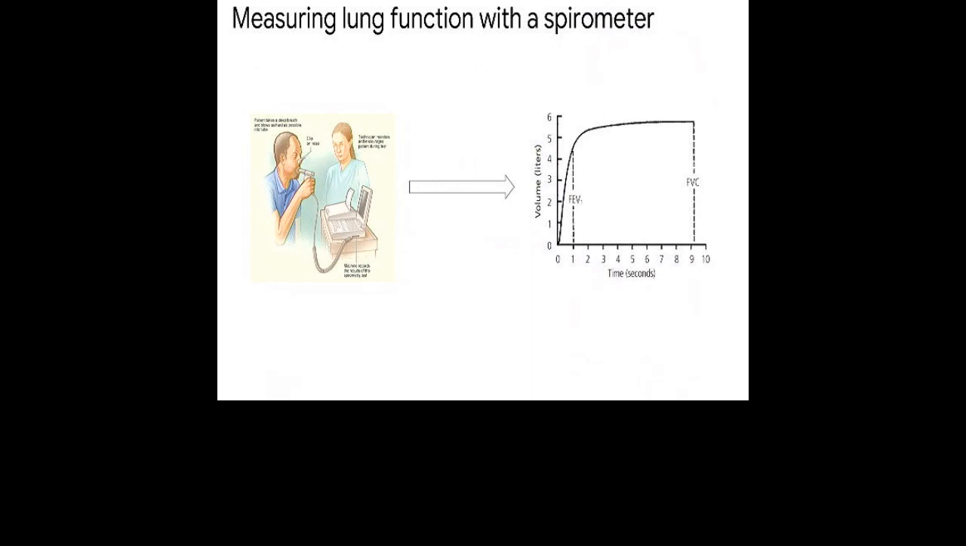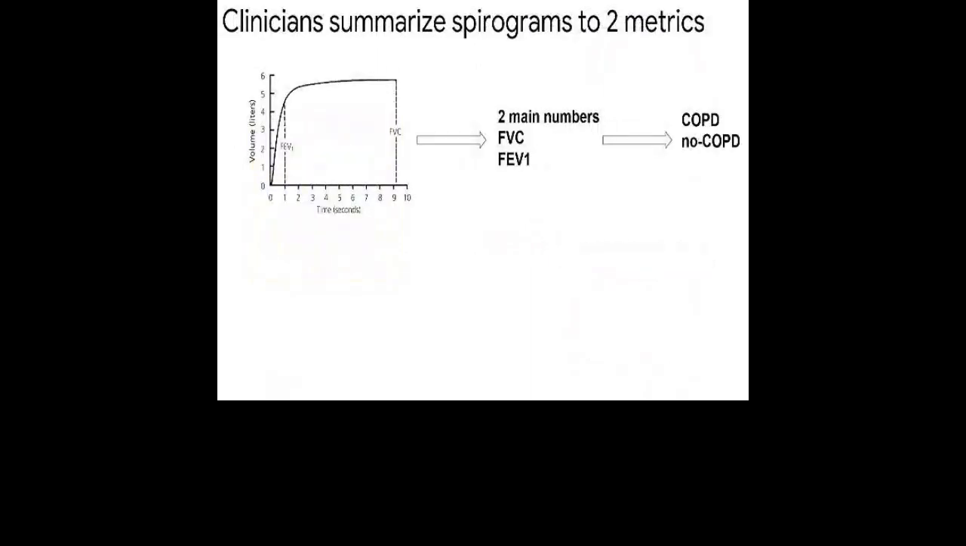They look at this curve, and I was like, wow, this curve has a lot of information. How do they do that? Apparently, there are two pieces of information that are very useful for doctors. One is the total amount of your lung volume in the last second of the experiment, called FVC. The other metric is the total lung volume in the first second, which is called FEV1 here.